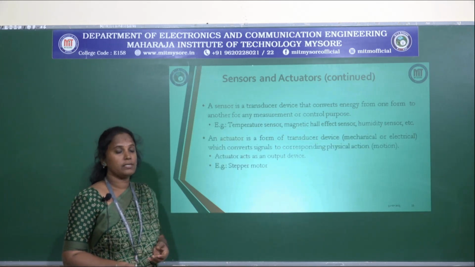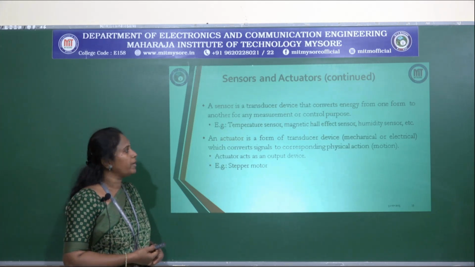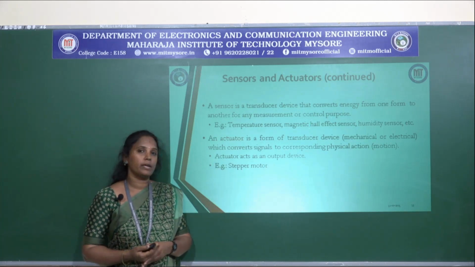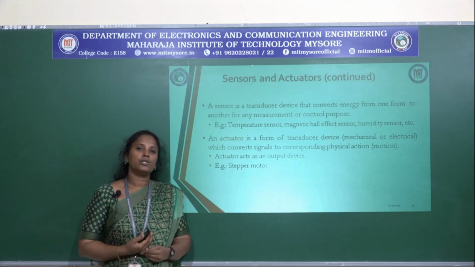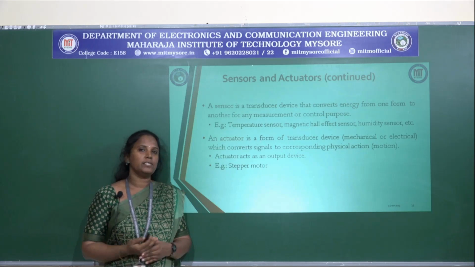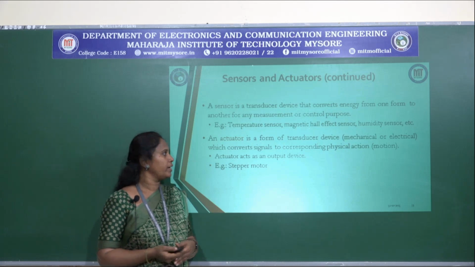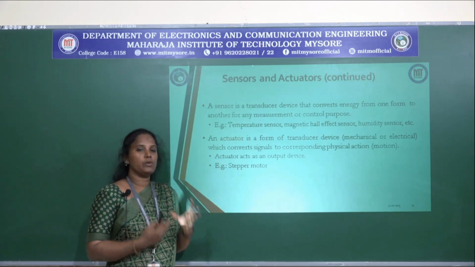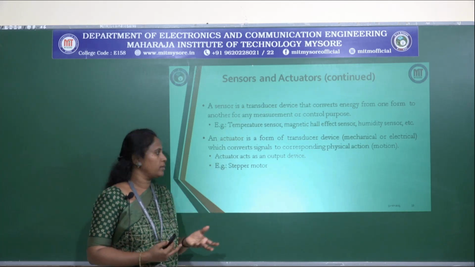Then we have actuators, which are another type of transducer. An actuator can be a mechanical or an electrical transducer, in the sense that it converts mechanical energy to electrical energy, or electrical to mechanical, vice versa. Here, your actuator is the one that produces its output depending upon some motion.